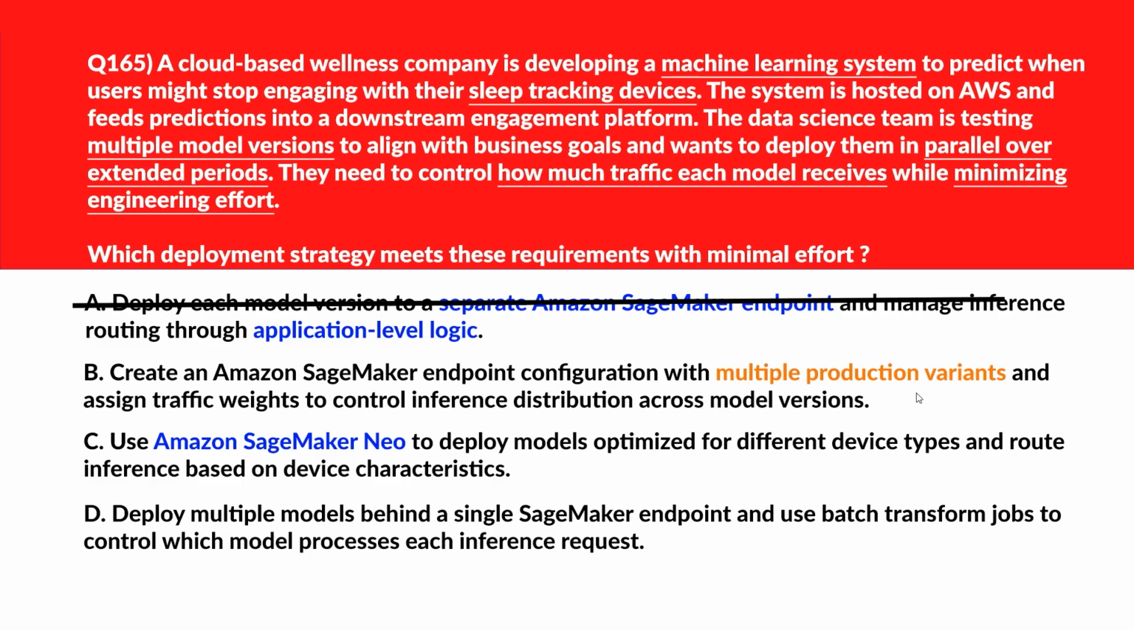Option B, if you look, production variants enable traffic weighted routing across models with minimal setup and support long-term parallel evolution. Let's keep it. We'll move to now option C. Option C, if you look, SageMaker Neo focuses on model optimization for edge devices, not traffic control for parallel evolution. Wrong choice. Now let's look at option D.